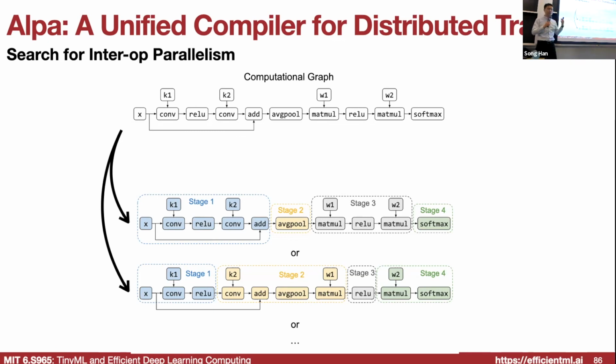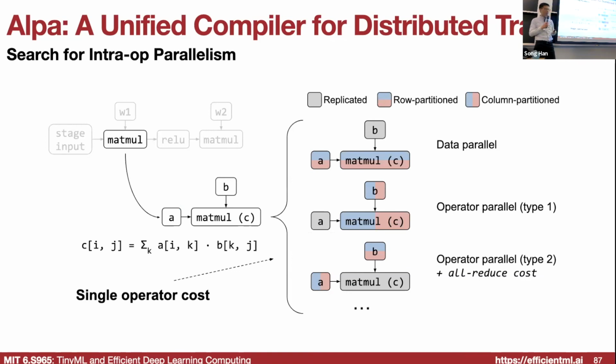Okay, so we have to search. It's not straightforward to determine which one is better. Each one has its advantage and also disadvantage. So we need a systematic search approach to figure out automatically which is a good approach. And also for the intra-operator parallelism, there are many different ways to subdivide this matrix multiplication.